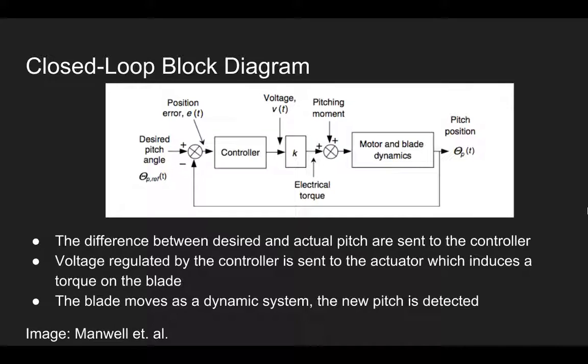Wind turbines can have closed-loop or open-loop control systems for changing the pitch of the blades. The current pitch position and desired pitch position are sent to a controller. The controller then regulates the voltage of the blade pitch actuator to change the pitch of the blades. The torque from the blade pitch actuator then dynamically affects the blades, creating a new pitch position.